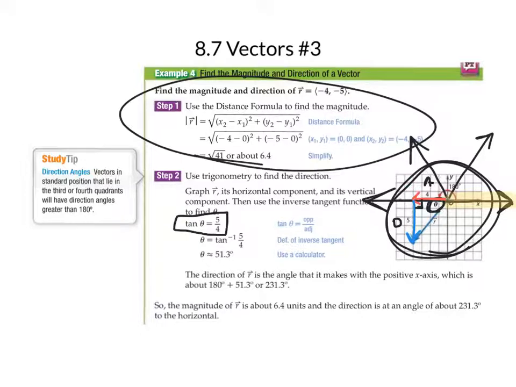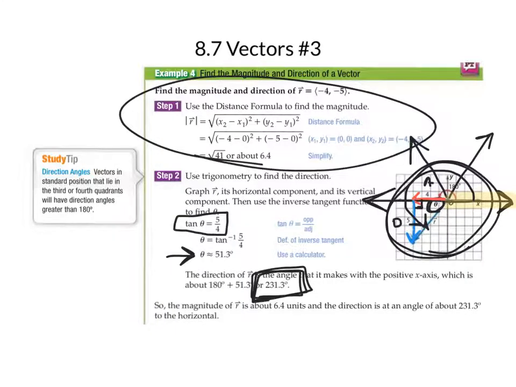And then they solved it to find the measure of the angle by taking the inverse tangent of both sides. When they did that, they put in their calculator inverse tangent of 5/4, and they got 51.3 degrees. Now that wasn't their final answer, because 51.3 degrees, that was angle theta. They had to add it to 180 to get that entire angle from here all the way to here. So they added 180 plus 51.3, and they got 231.3 degrees. That's the final answer. That is the direction of this vector.